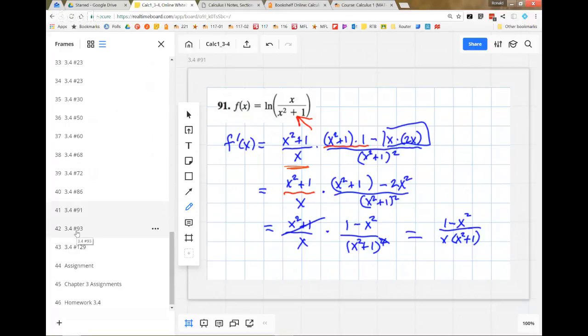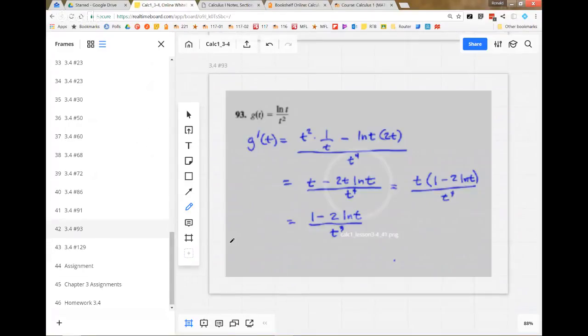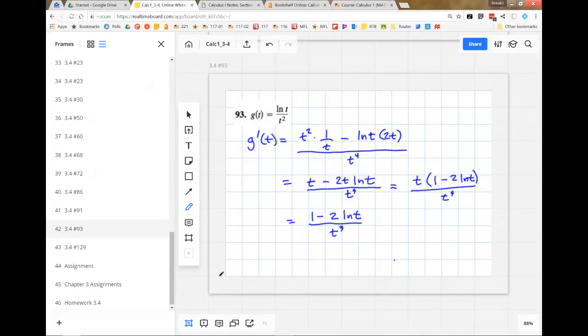Let's take a look at number 93. We've got a quotient here, don't we? Yeah, one thing over another. And you know the rule for that is the quotient rule. So let's execute. Denominator, t squared, times derivative of numerator. What's the derivative of the natural log of something? 1 over that thing.